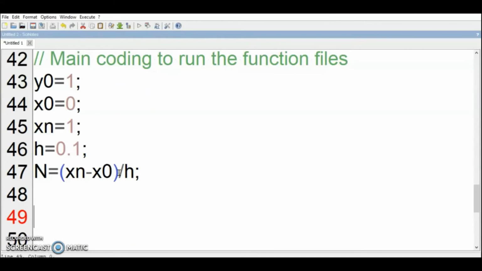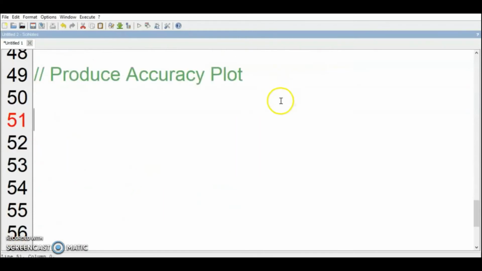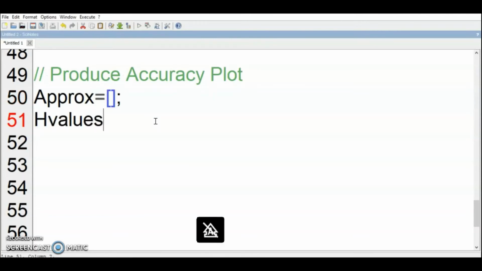Okay, two things I can do here. First, if I want to produce the accuracy plot, I need to save everything as a vector. So for the results, what am I going to call it? Let's call it approx, this approximation. And then H values.